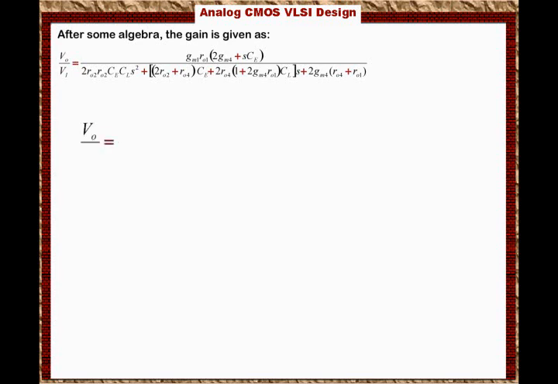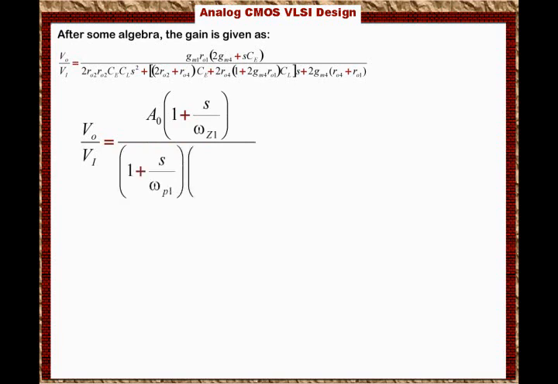We can say that Vout over Vi will equal A0 times 1 plus S over omega Z1, over 1 plus S over omega P1 times 1 plus S over omega P2. Basically, from the transfer function, we know that we have a 0 and we have 2 poles because we have a second order polynomial in the denominator.